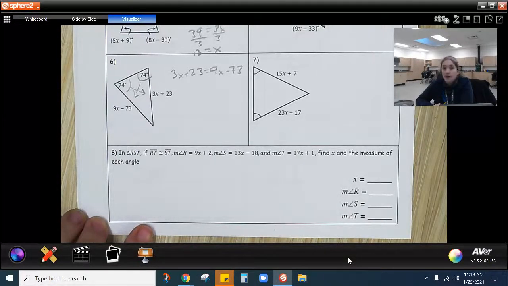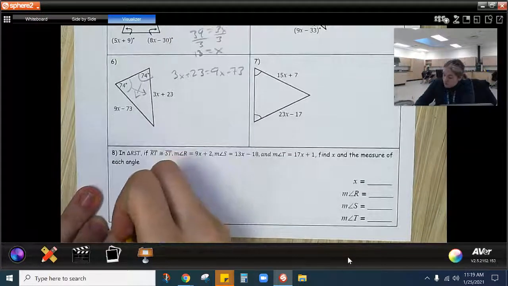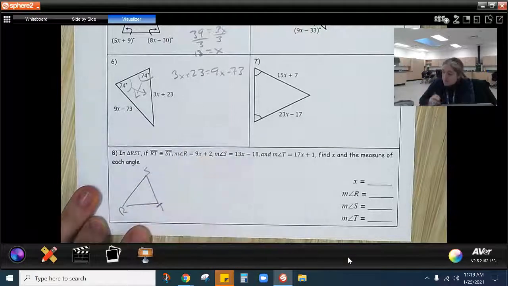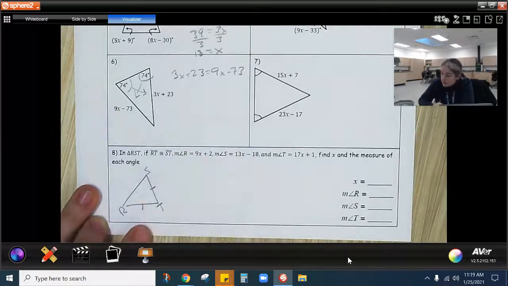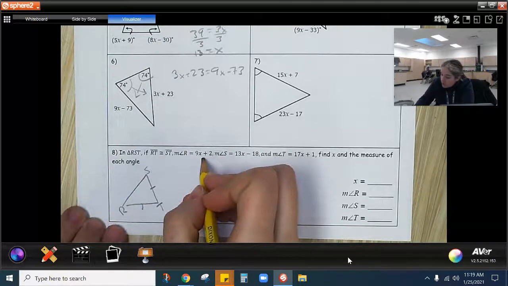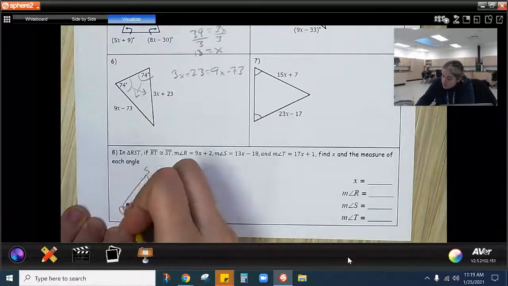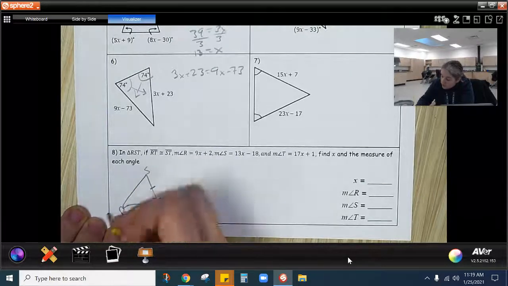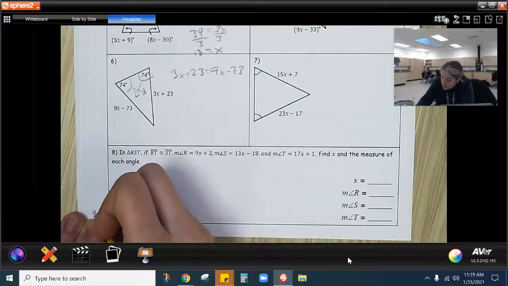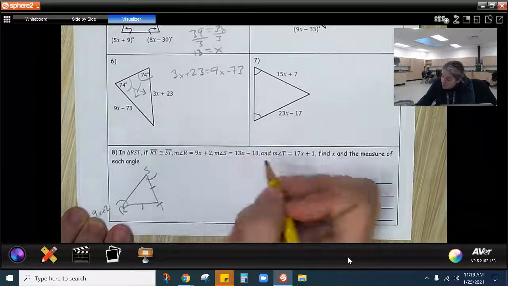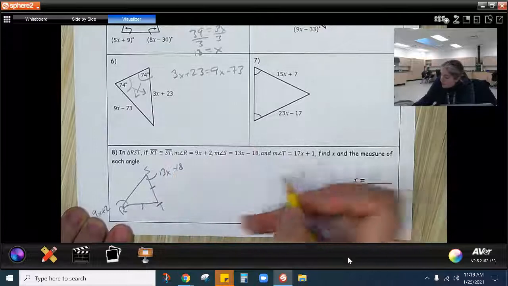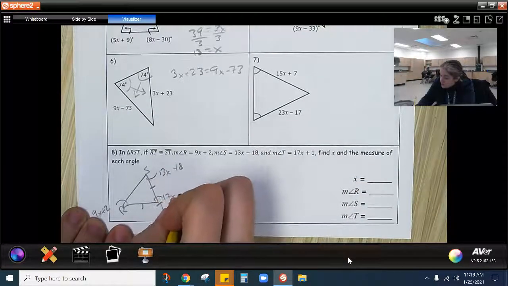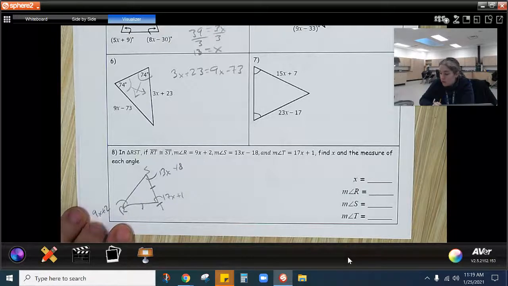All right, in triangle RST, first of all, draw a picture. RST. If RT is congruent to ST, and the measure of angle R is 9x plus 2, the measure of angle S is 13x minus 18, and the measure of angle T is 17x plus 1, find x and the measure of each angle.